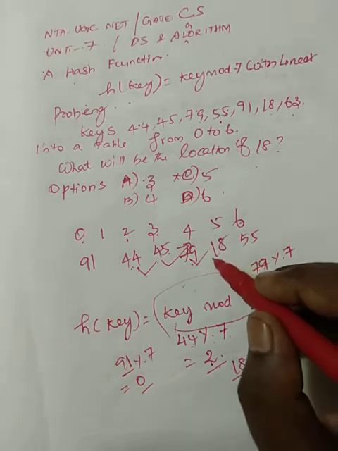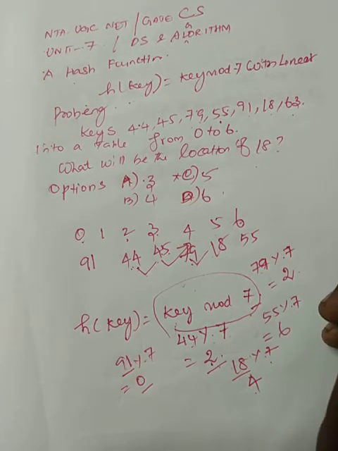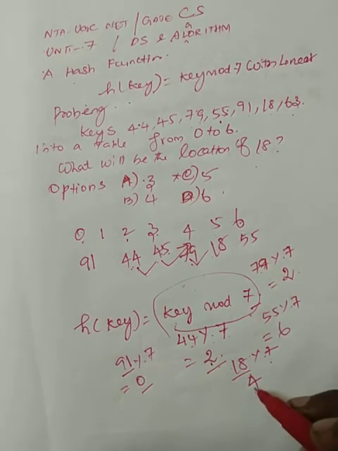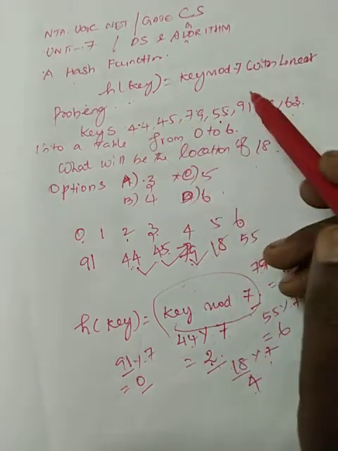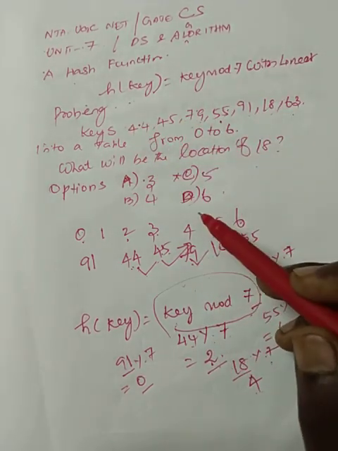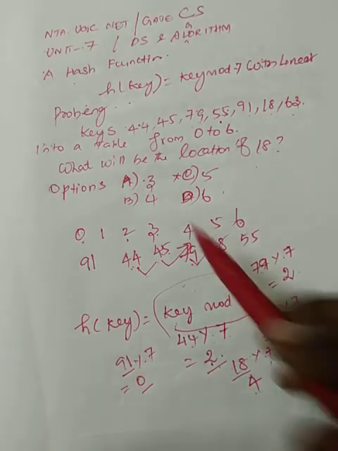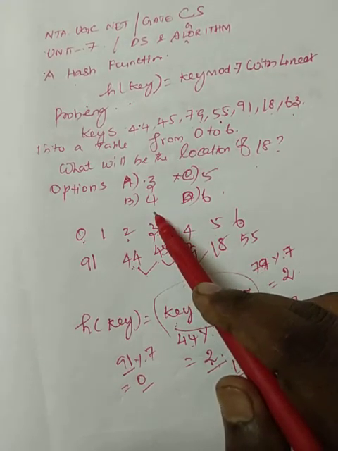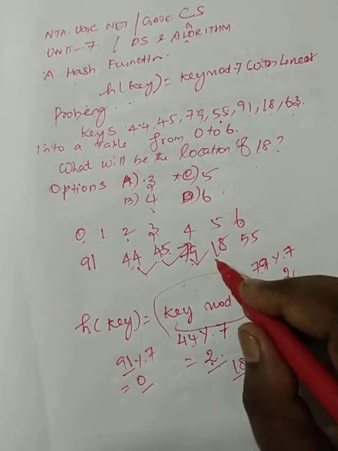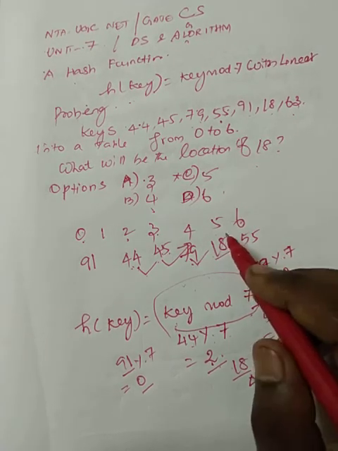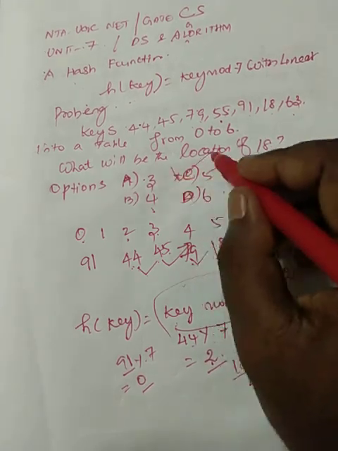Suppose you find 18 mod 7 and get 4, without solving it by linear probing. If you find the answer as 4 and one of the choices is also 4, you will get the wrong answer. The correct answer is the fifth location. So C is the right answer.